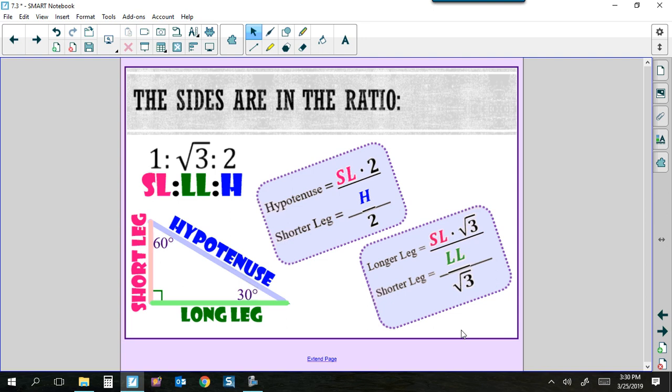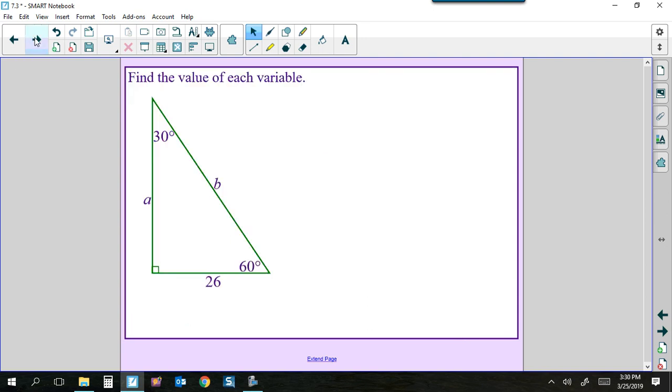Again, I know it's 4 formulas, but really it's just 2. You're either doubling or dividing by 2, or multiplying by square root of 3, or dividing by square root of 3. I want to try some problems. Okay, we have 3 problems to do.